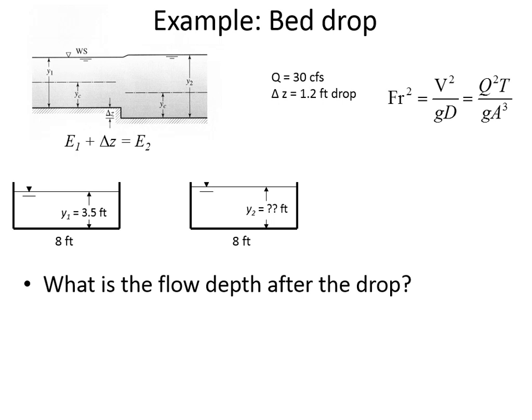Okay, so let's just take a look at how this fits together. We've got y1 plus v1 squared divided by 2g is equal to y2 plus Q squared over 2g A squared, minus delta z. Why do you suppose that I've expressed the velocity head at 2 in terms of the flow rate instead of in terms of the velocity?